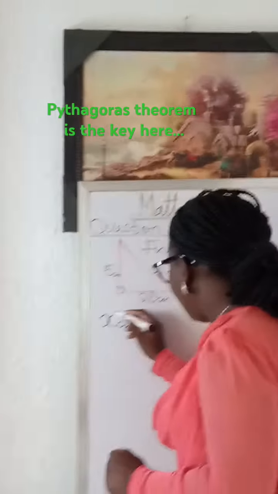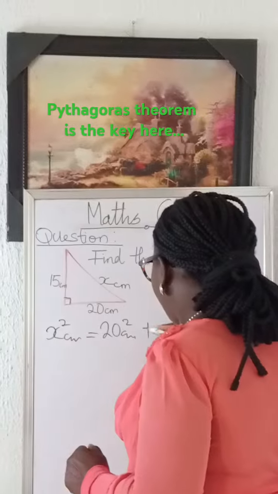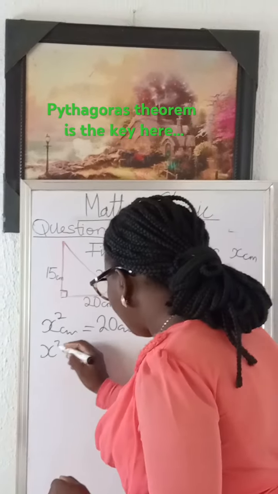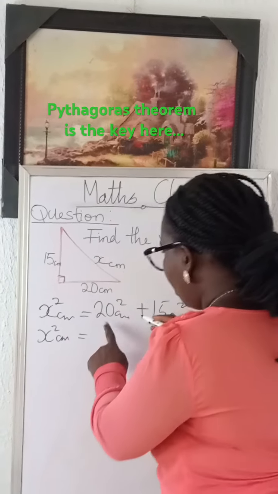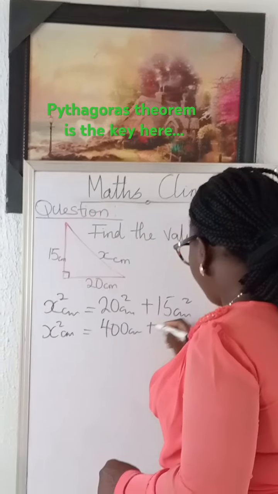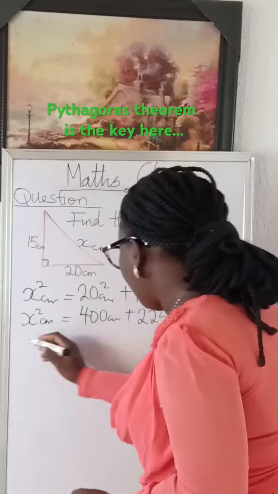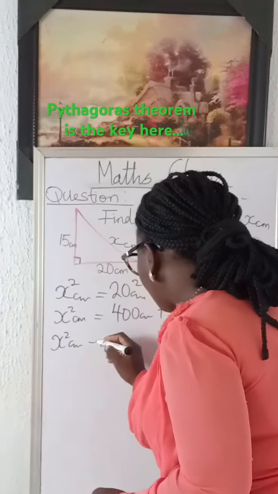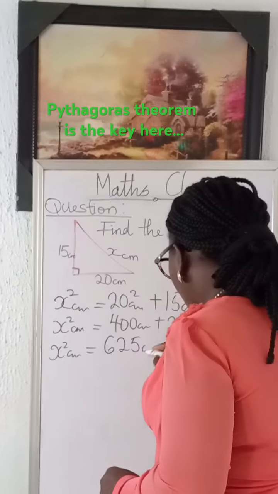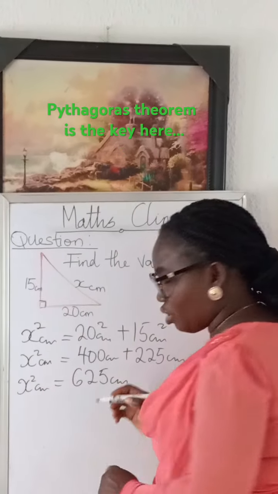Now I have this as x centimeter squared equals 20 centimeter squared plus 15 centimeter squared. Now to solve this, 20 times 20 will give me what? 400. Then 15 times 15 will give me 225. Now if I solve this further, I should have 400 plus 225 to give you 625. You can work that out. Now, we have it that x squared is 625.